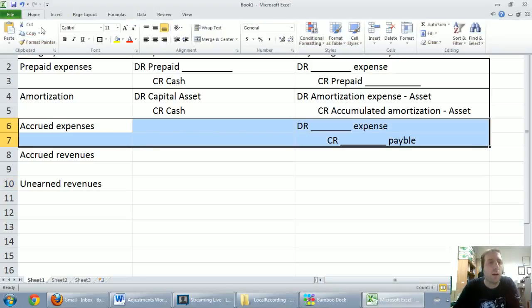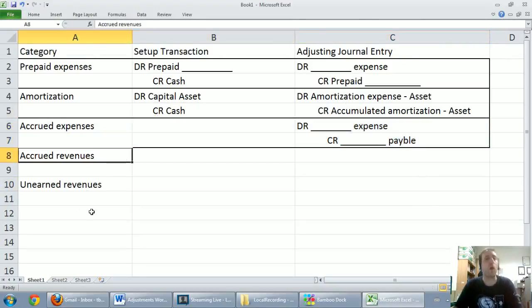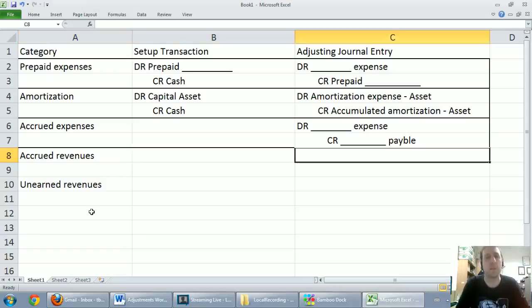All right. On to accrued revenues. Accrued revenues, kind of the flip side of accrued expenses. They're revenues that have built up over time, but the money hasn't changed hands yet. Accrued revenues are always going to result in some sort of receivable, often accounts receivable.